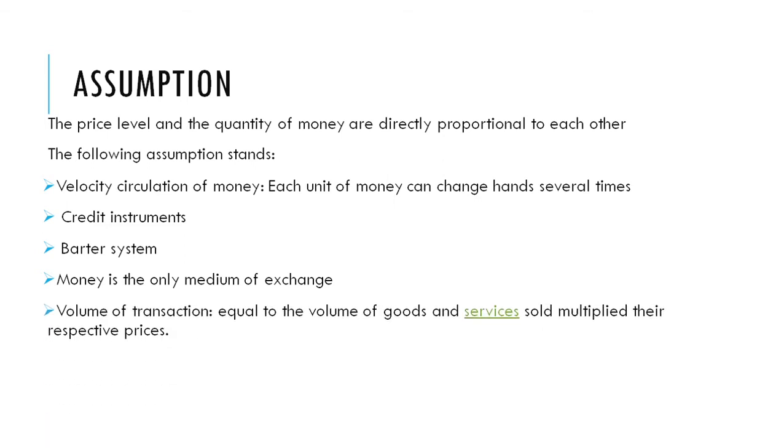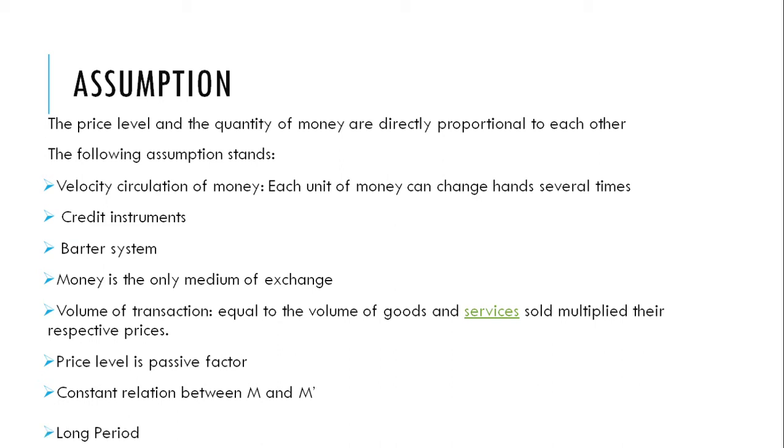Volume of transactions equals the volume of goods and services sold multiplied by their respective prices. Price level is a passive factor, meaning that price level is determined by other factors, but price level cannot determine other factors. Constant relationship between money, currency, and money at deposits. Long period. So the assumption states that the effect of quantity theory is for a long period, not a short run.